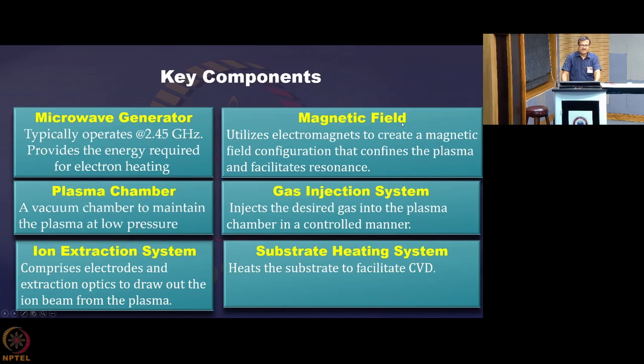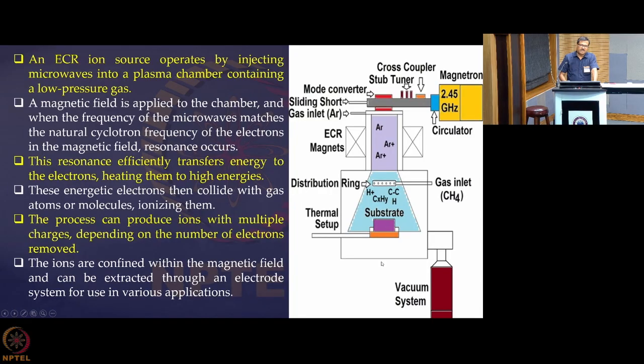So this gas injection system is absolutely necessary for the kind of plasma you want to generate. Then the ion extraction system is required for drawing the ions out for acceleration or some other application purpose. Then sometimes you require a substrate heating system for the CVD kind of job. So this is your substrate, and at the bottom what you are seeing is the heating arrangement.